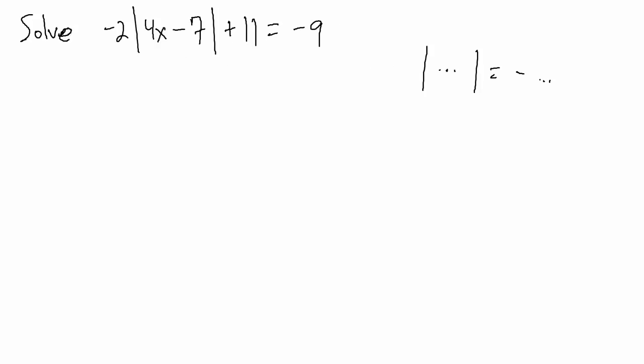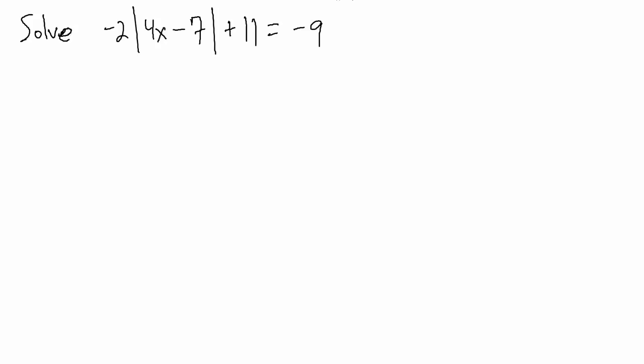Okay, so now in general, if we have something more complicated like this, what we want to do is simplify the equation so that the absolute value is by itself on one side. So we have to treat the absolute value as one whole piece, which really it is. So we just have to get the absolute value by itself without the -2, without the plus 11, all by itself on one side. So let's go ahead and do that.